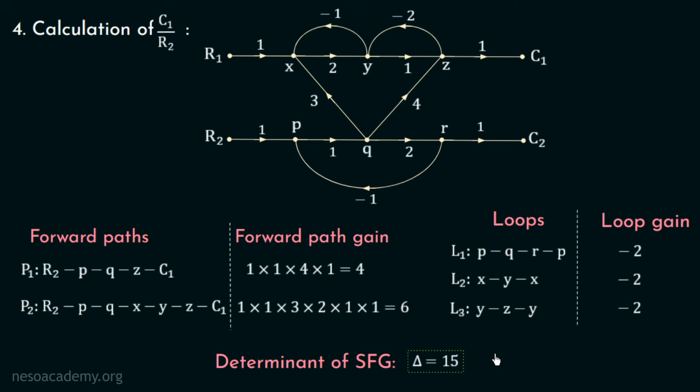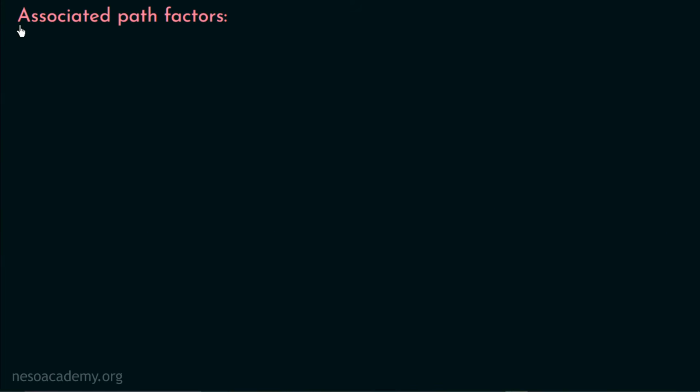Now we will move on to the calculation of associated path factor. Now moving on to the calculation of associated path factors, and we know the number of associated path factors is equal to the number of forward paths. And in this signal flow graph we have two different forward paths, and that's why we will have two different associated path factors.